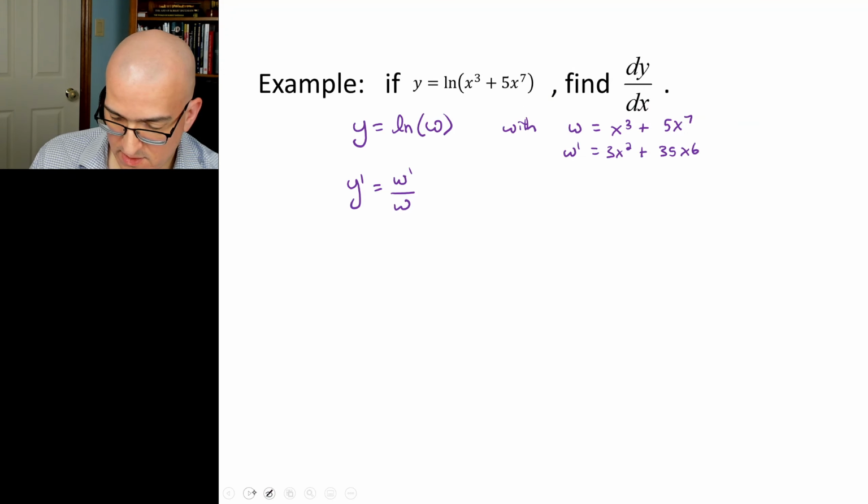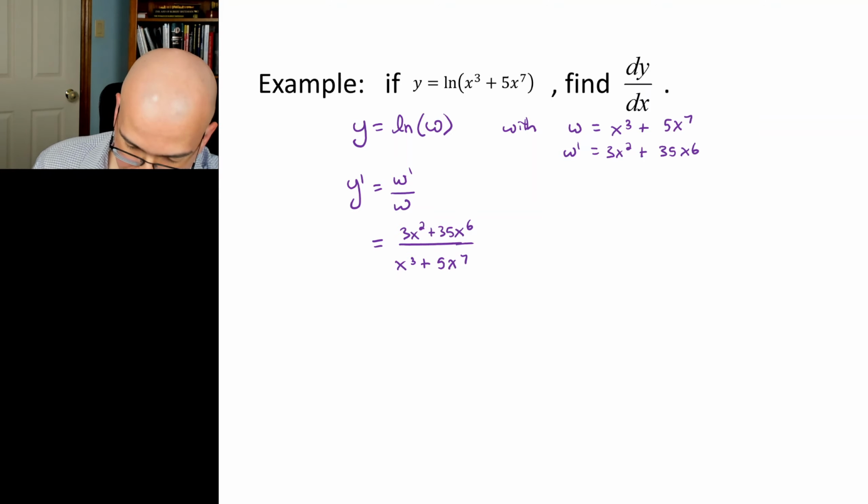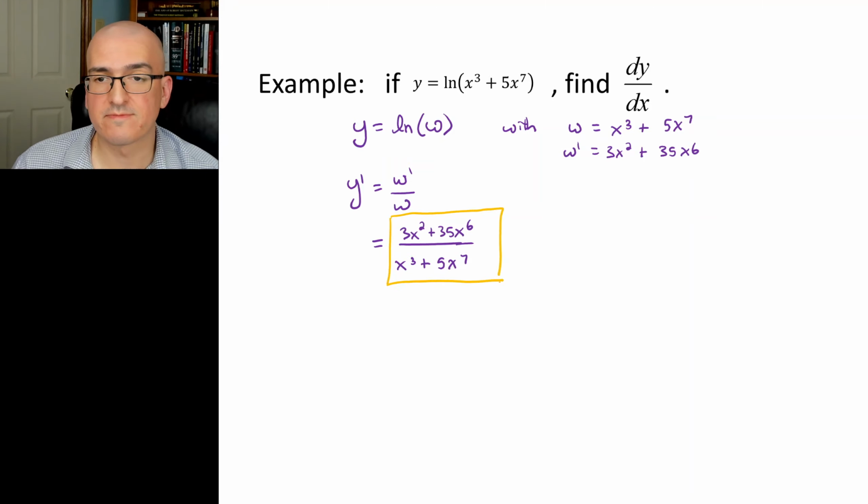And then I'll fill in the pieces. W prime is 3x squared plus 35x to the power of 6. And then w is x cubed plus 5x to the power of 7. That's a good answer. There's other types of answers that you can have for a question like this. There's different ways you can write the expression, but I think this is the best way to write it.